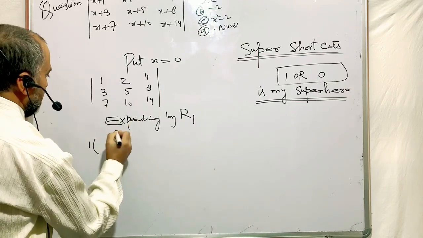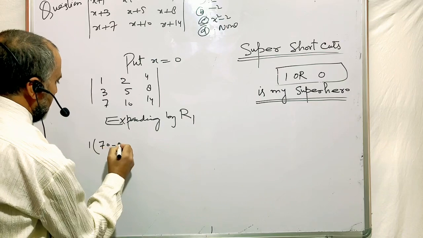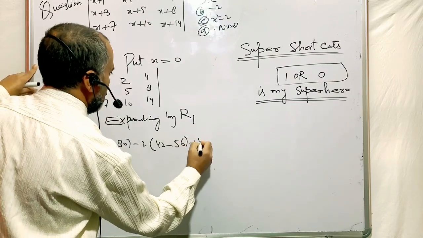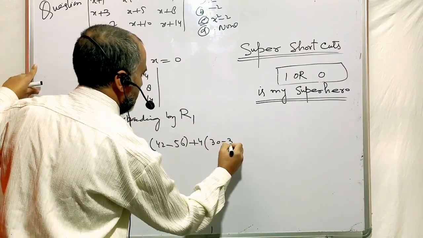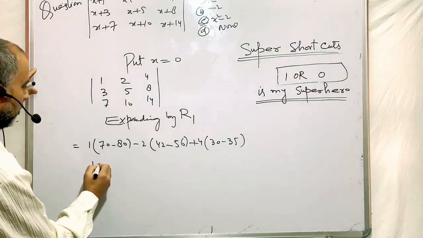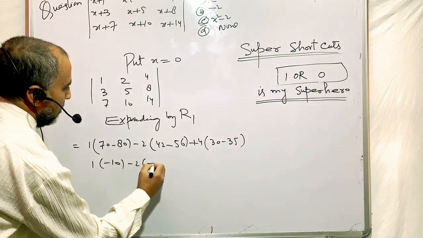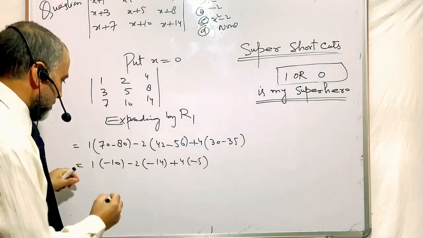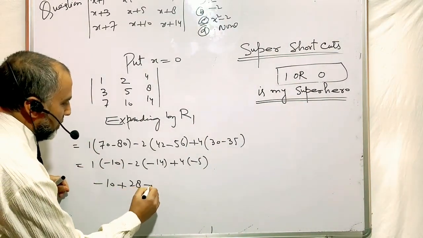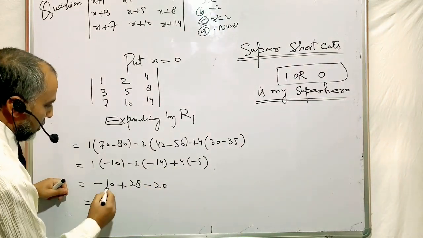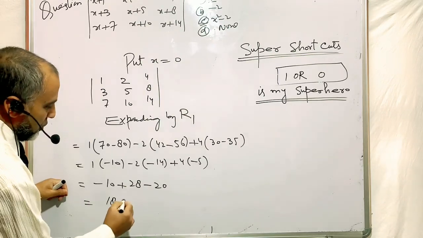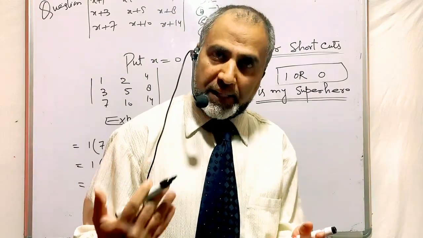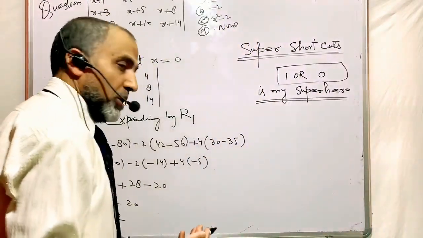Simple. 1 times (70 minus 80), minus 2 times (42 minus 56), plus 4 times (30 minus 35). Is it clear? Simple. Minus 10 minus 2 into minus 14 plus 4 into minus 5. Minus 10 plus 28 minus 20. You will get here positive 18, minus 20, finally minus 2. The value of the determinant at x is equal to 0, we got equal to minus 2.